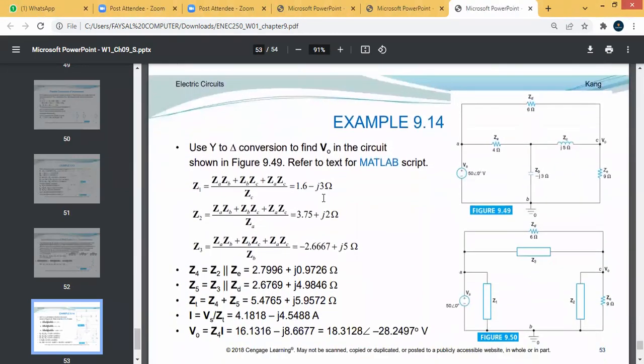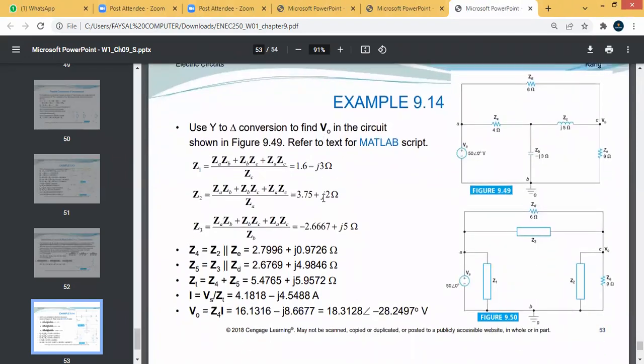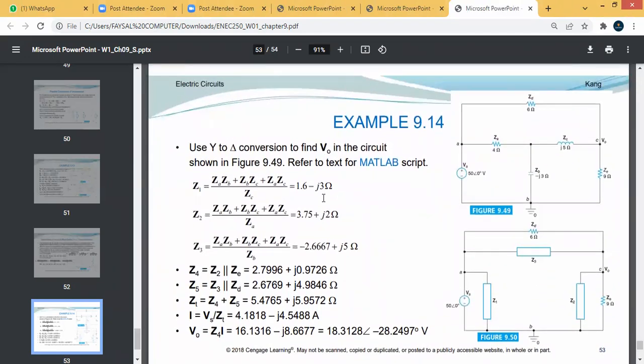Now 9.14. This is the important one. Use Y to tell convergence, this is a mesh analysis, I think. V naught in the following equation. So how to find ZA, as there are three terminals? Where are these three terminals? This is terminal A, terminal B, and terminal C.